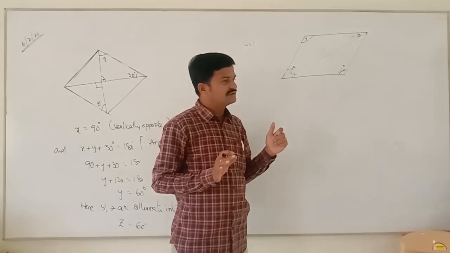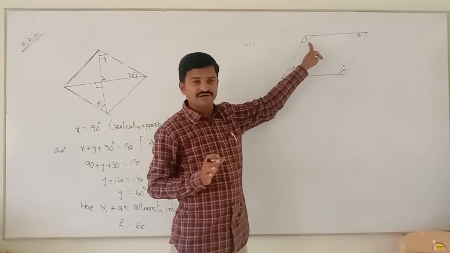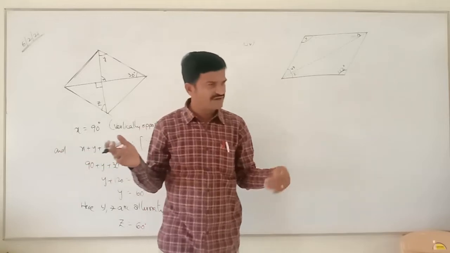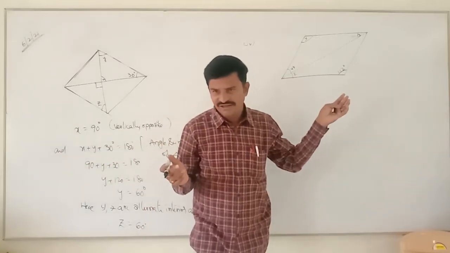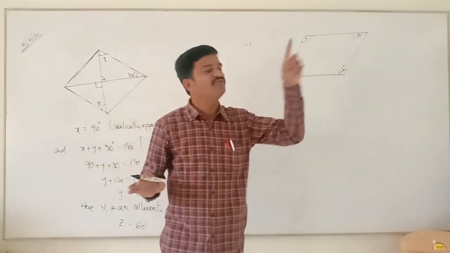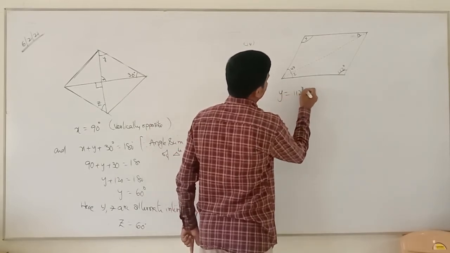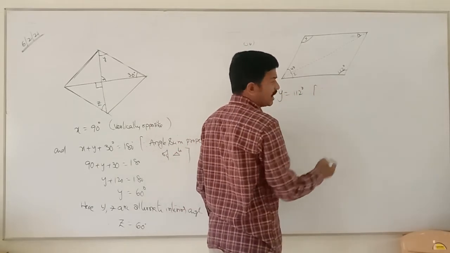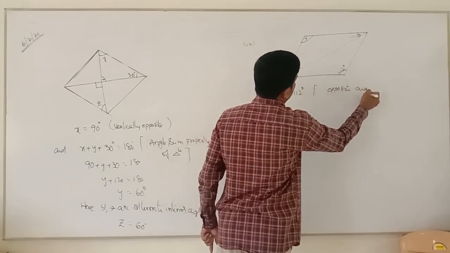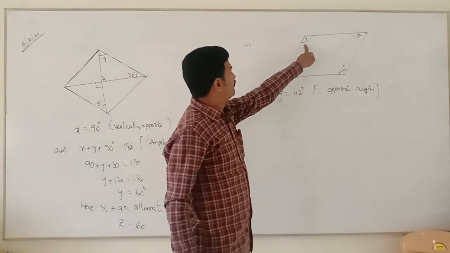How? This is opposite to 112, so this is 112. Why? Opposite angles. Do we need any calculation to find that y? Without doing any calculations, directly we can find the value of y. So directly you can write it first: y equals 112, since opposite angles. Leave it. If y is already 112, we got it now.